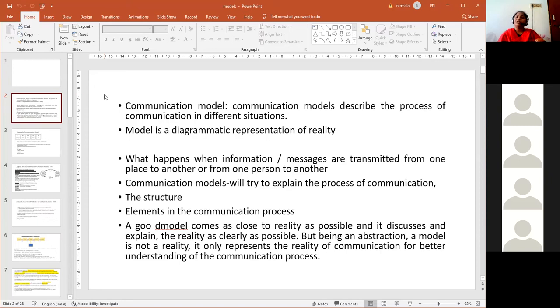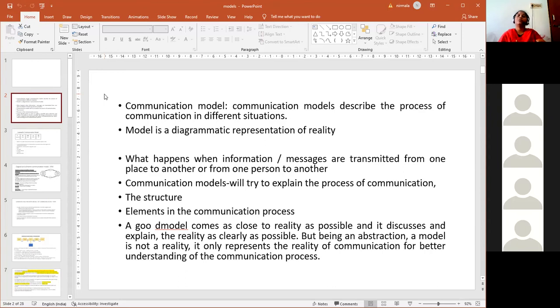So communication models will try to explain the process of communication, and they also try to explain the elements of communication. So what are the elements which are there in the communication process? The models were proposed based on imagination. From 1948 onwards, we have some of the communication models which were proposed by different scholars.